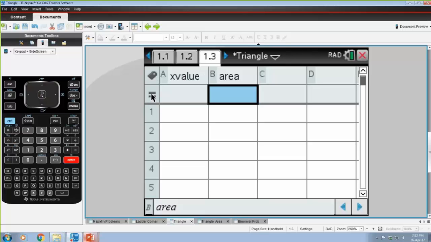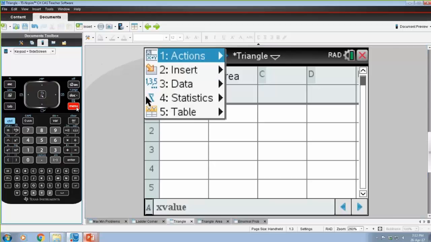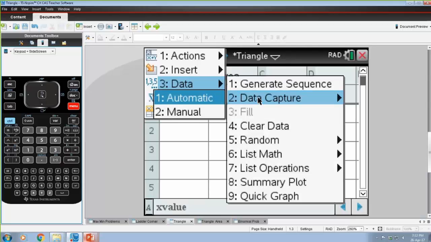Okay, that's the name of the cell in the top row there, and these ones here are where we put in some formulas. With my cursor in this cell here, notice the menu is now context sensitive for the spreadsheet. So when I press the menu here, we get a different set of menus. The menu I want is Data, and what I want to do is a data capture. I can do either data capture automatic or data capture manual. Manual means basically one at a time. So we really want data capture automatic here.